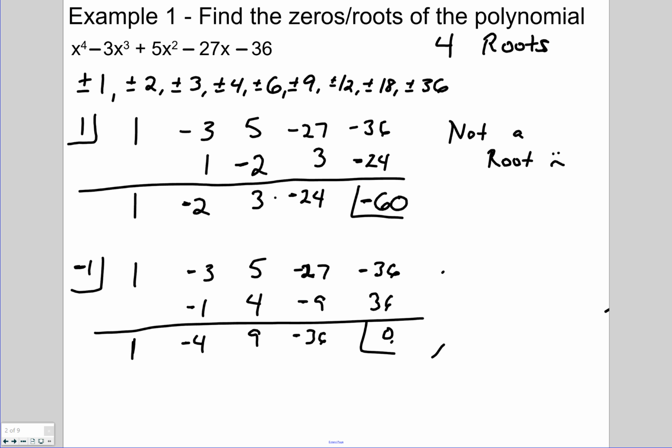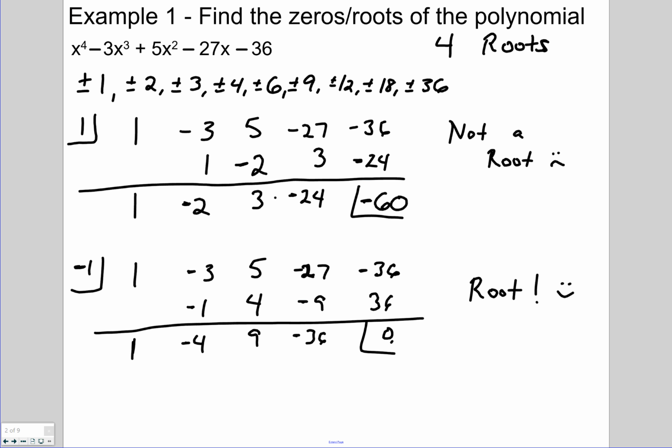So, this is a root. Now, once you get a root, I want you guys to go to the next slide. The next slide is blank. Here's what you're going to write there.